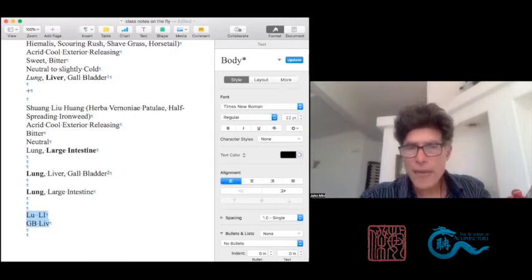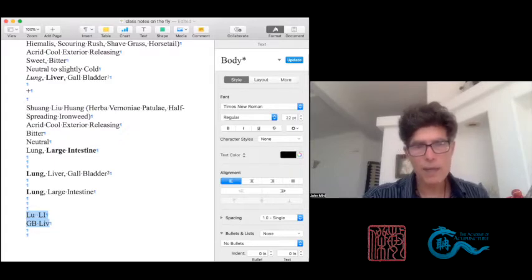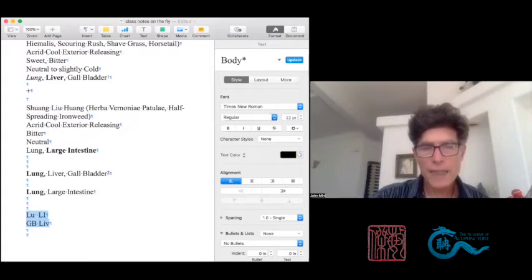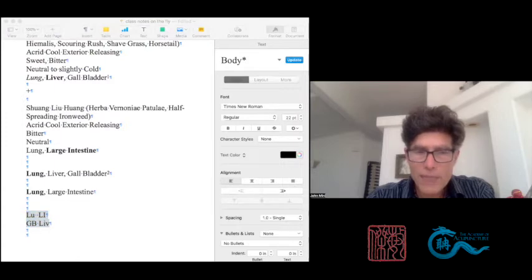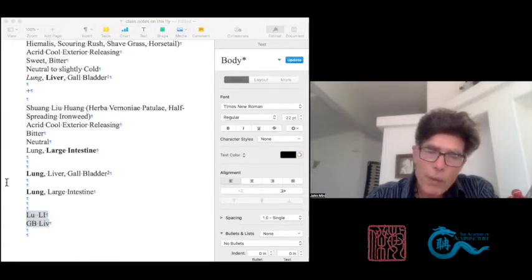So in terms of the taste, we're going to have sweet and bitter plus bitter, so it's going to be more to the bitter side. Neutral to slightly cold, it's going to be coolish. Okay, so we have a mostly bitter and neutral formula that goes into that liver matrix. Okay, we could use that formula. What would we use it for? What's it going to do?